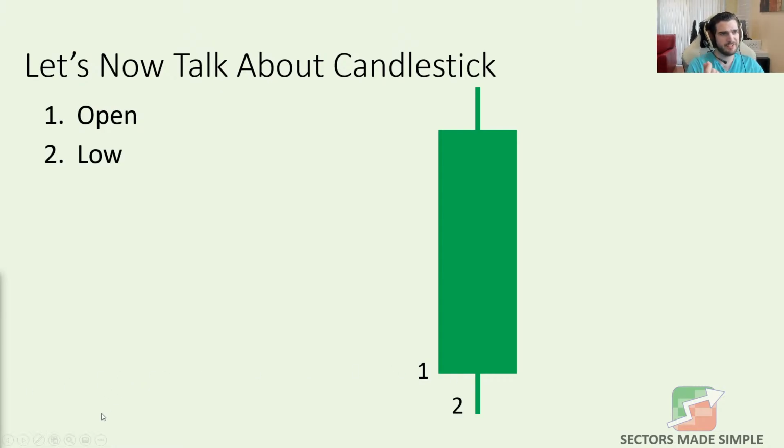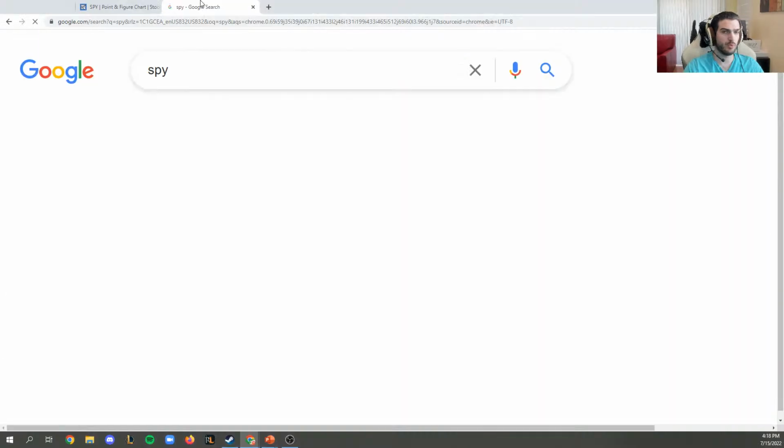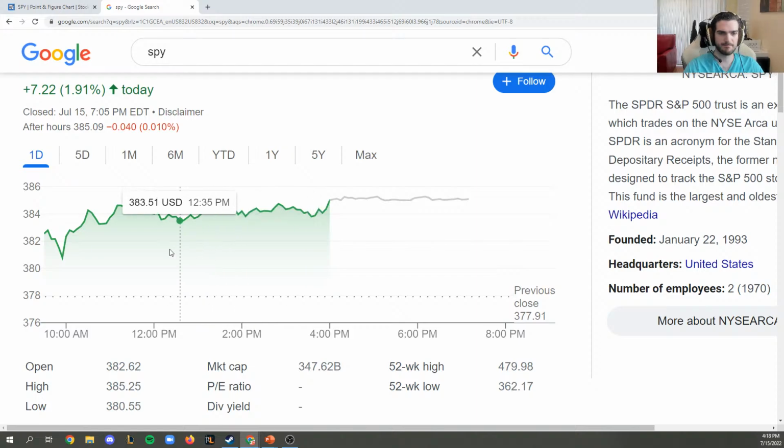The bottom of the stick is the low. So when a stock opens, let's just take a look quickly at SPY's price for one day. We have the open. It's what it started the day at. They ring the bell, trading starts. What was the first price of the day? The low is, it bounces up and down throughout the day. What's the lowest it got to? In this case, for SPY today, the low was 380.55. The open was 382.62.